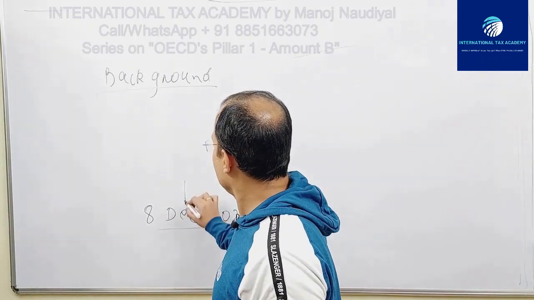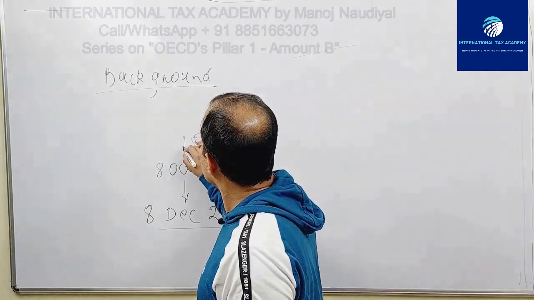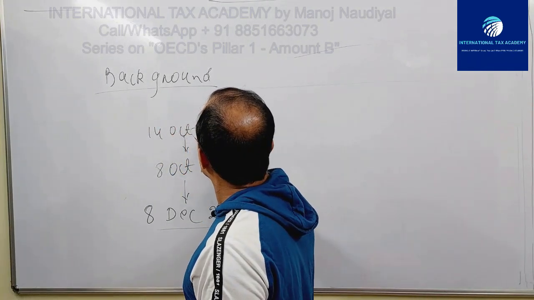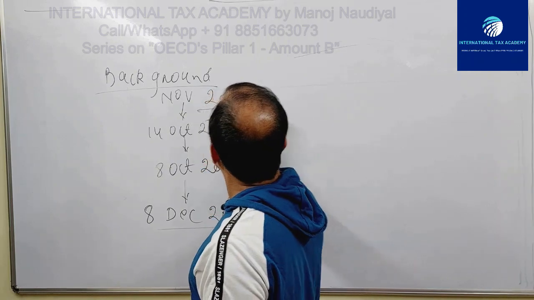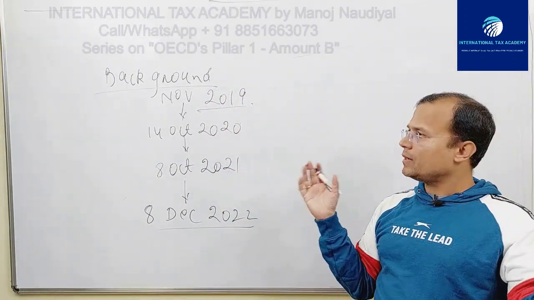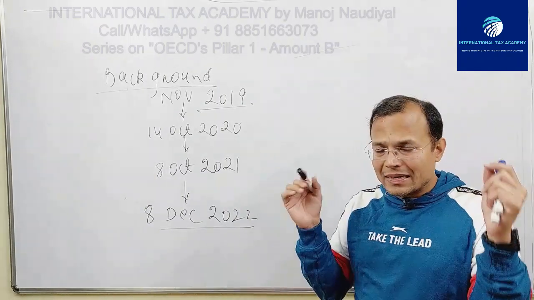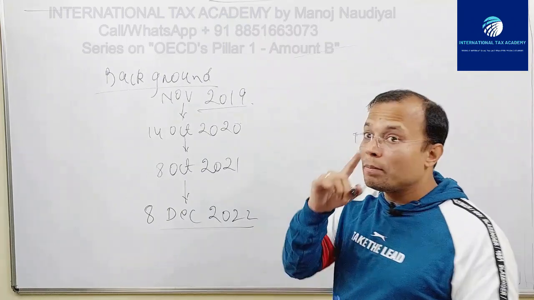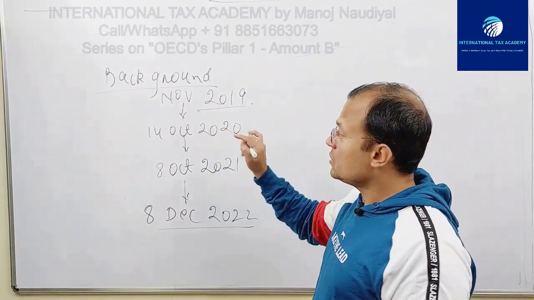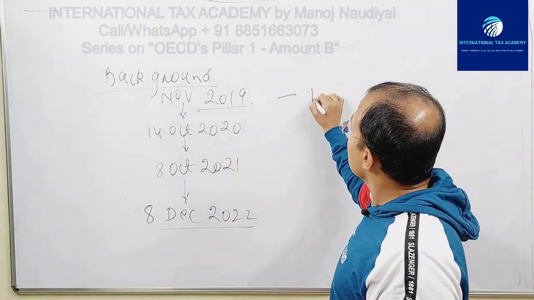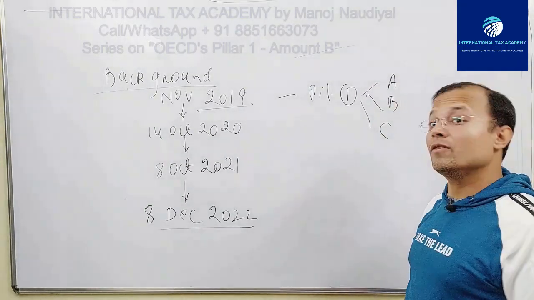Let's move backward. I'll write certain dates: 8th of October 2021, 14th of October 2020, and then November 2019. OECD released the Secretariat proposal for a unified approach on Pillar 1, and it was first of all in this document, the unified proposal for Pillar 1, that Pillar 1 was divided into Amount A, Amount B and Amount C for the first time, right?